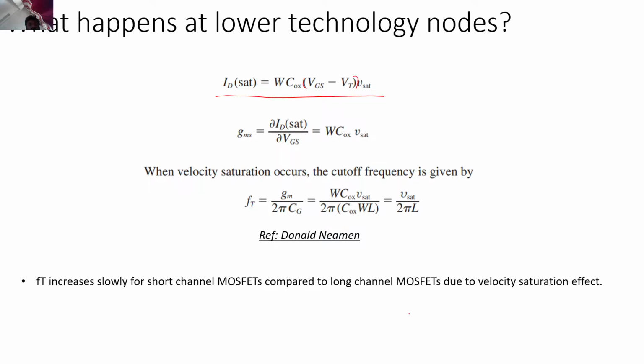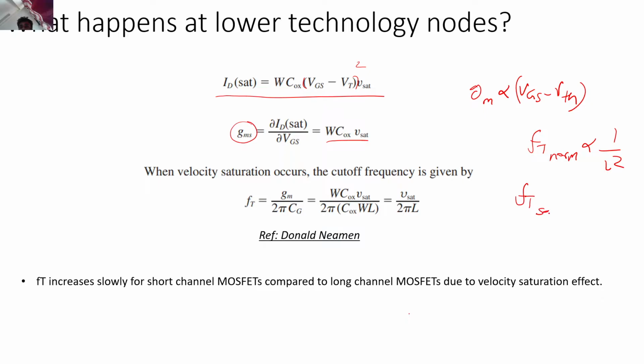So your gm should have been what? gm should have been proportional to VGS minus VTH, right? But you cannot say the same over here, because your ID, the square dependency is gone because of velocity saturation, the saturation velocity. So in this case the Ft degrades further, and your Ft in the normal case was proportional to 1 by L square, right? But Ft under saturation condition, this is velocity saturation, not your MOSFET saturation, is just proportional to 1 by L. So what does that mean? Let's say I am operating at a technology node of 1 micrometer, right?